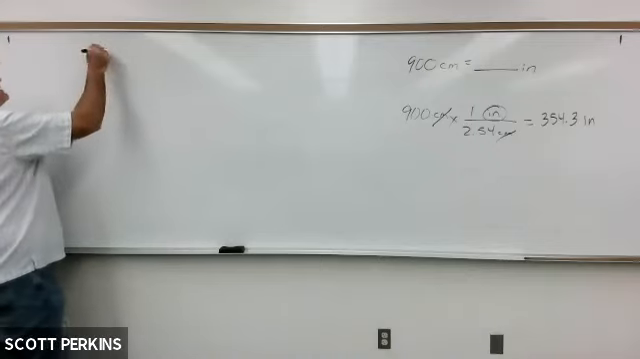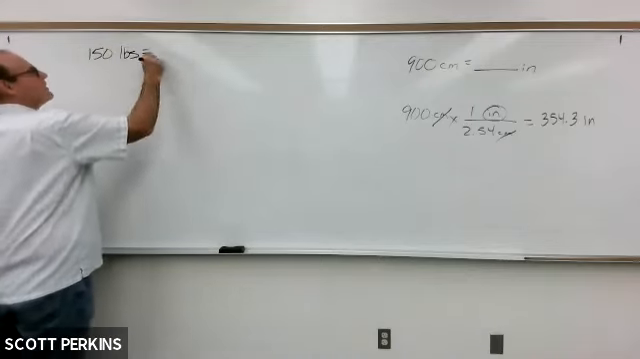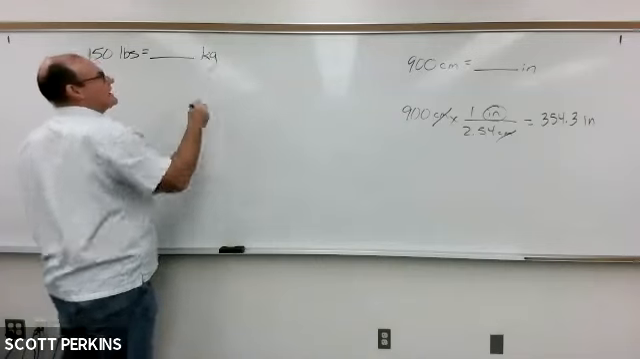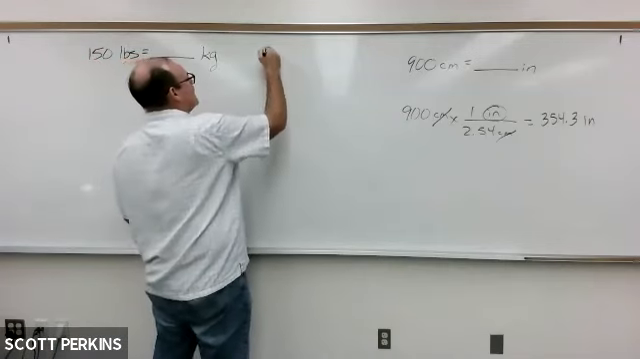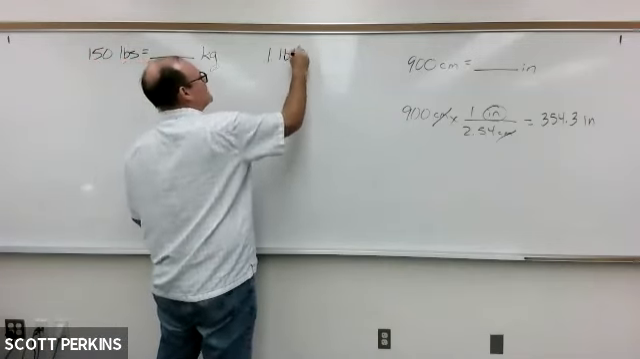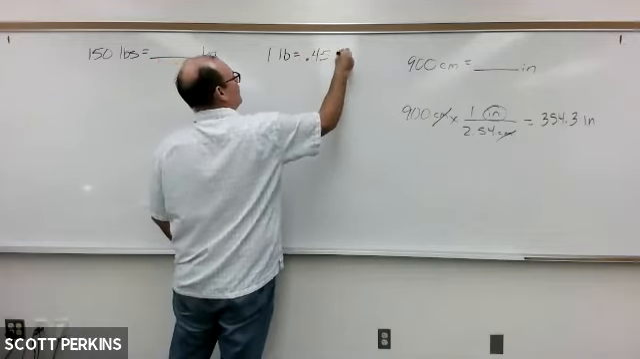So 150 pounds, I want to know how many kilograms is that? And here is the conversion: 1 pound is equal to 0.45 of a kilogram.